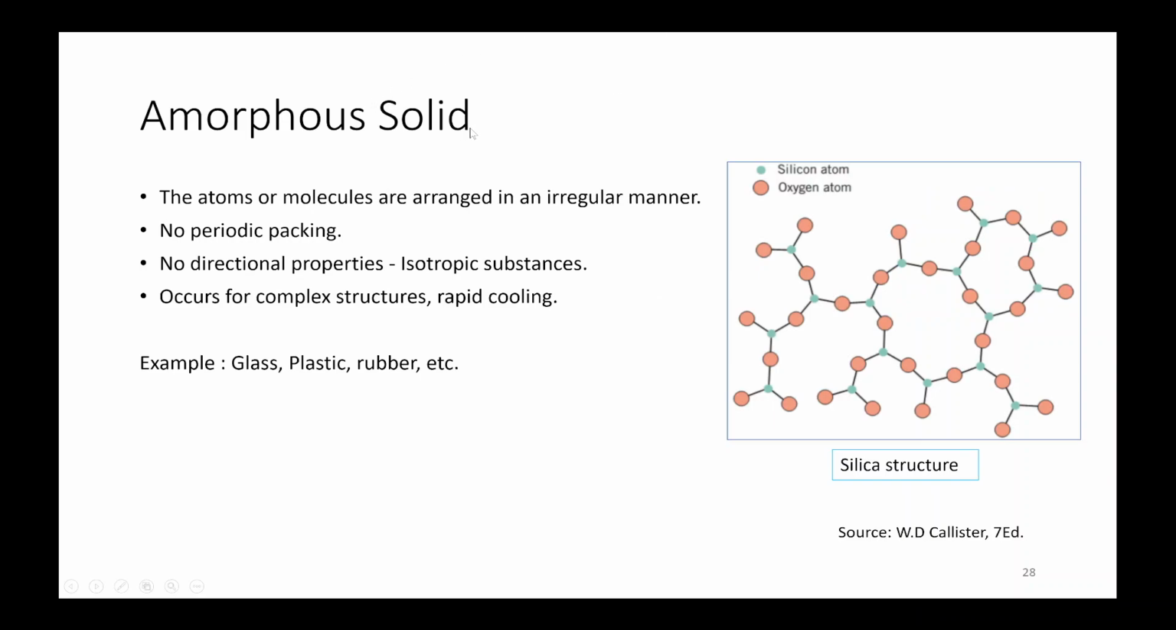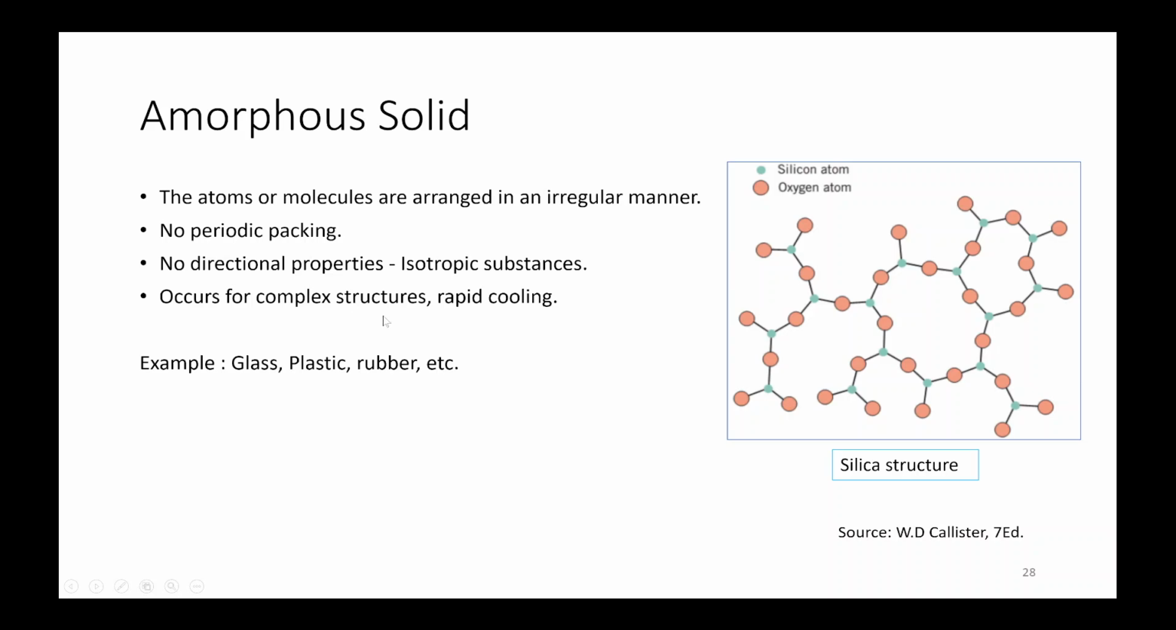Now amorphous solid. The atoms or molecules are arranged in an irregular manner, and there won't be any periodic packing. So when there is no long range order, these will be amorphous solids, and there won't be any directional properties. It acts as an isotropic substance, and it occurs for complex structures.